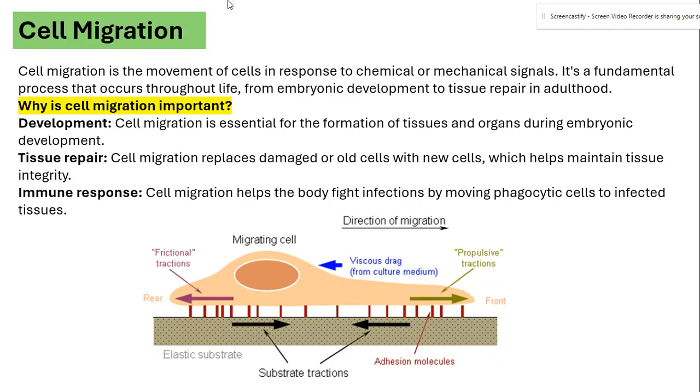Okay. All right, so these are substrate tractions, the viscous drag from the culture medium, the direction of migration. Propulsional traction is from the migrating cell itself, okay? We have frictional tractions, rare, okay? The phagocytic cells are very important.